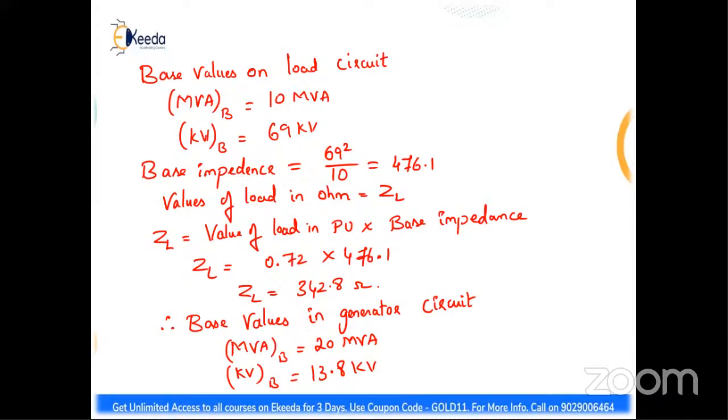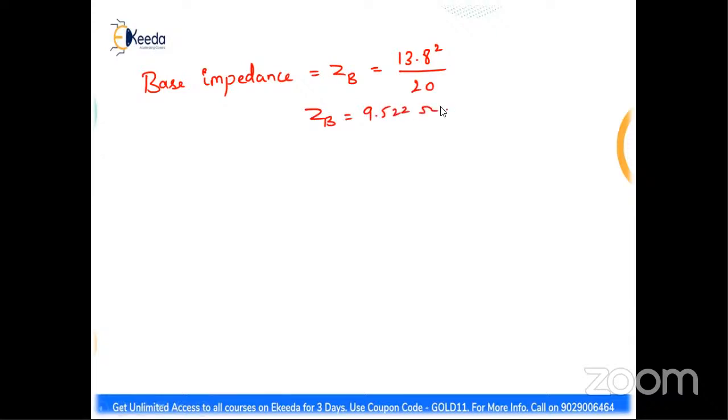Then base impedance is equal to kV base whole square divided by MVA base. So we are done already, right? We'll substitute the values: 13.8 square divided by 20. If you solve this, we get the base impedance, that is 9.522 ohms.